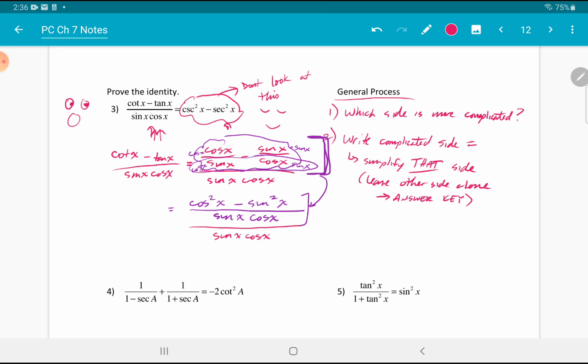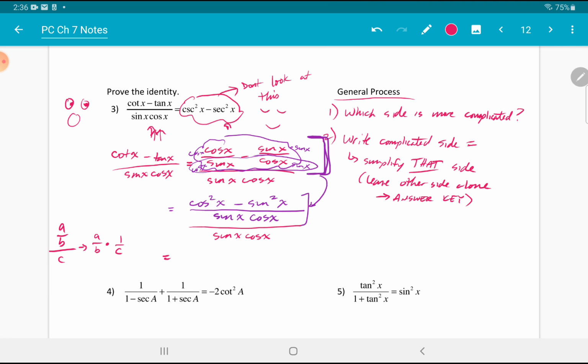Well, is that confusing to you? We have a fraction divided by a fraction. If that is confusing for you, then of course you can always rewrite this. Remember that a fraction divided by a fraction is the same thing as a fraction multiplied by its reciprocal. So that's what I'm going to do.